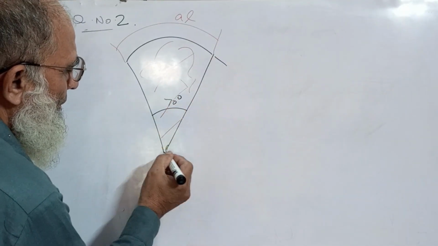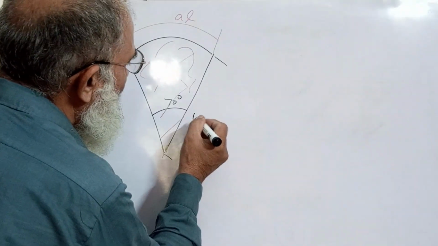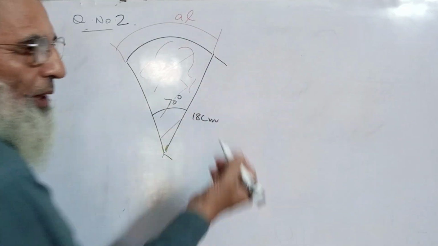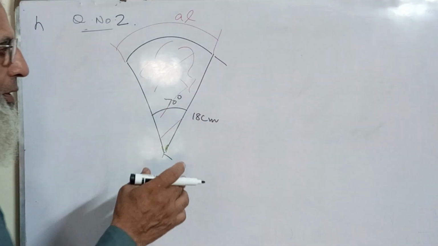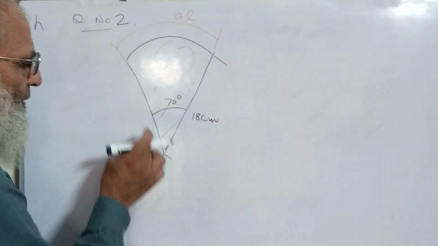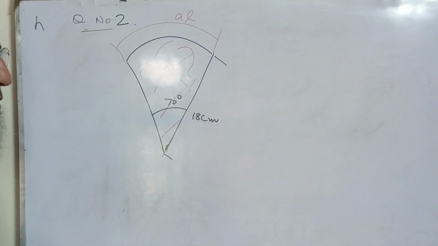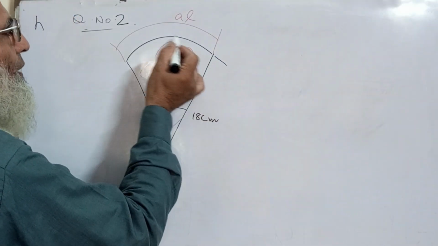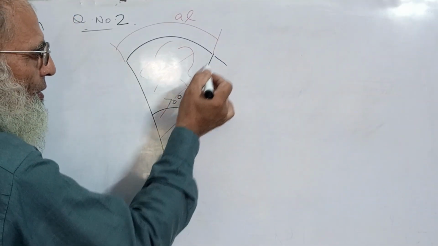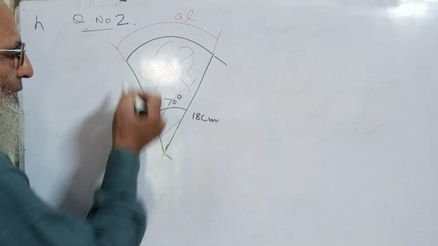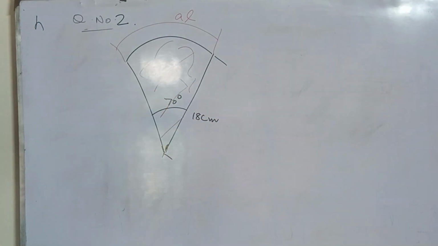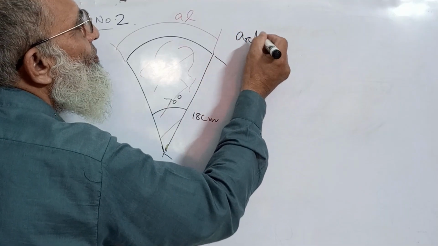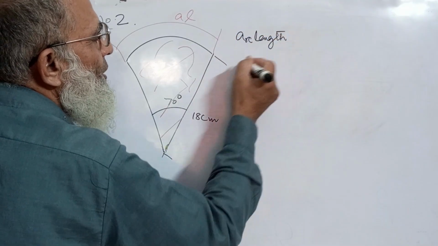And the radius is how much? 18 centimeter. So the same formula will apply over here, but without the measurements of these two radii, because in the previous one we had to find the whole perimeter. So these two radii were added in our calculation. Now we have to find only the arc length.